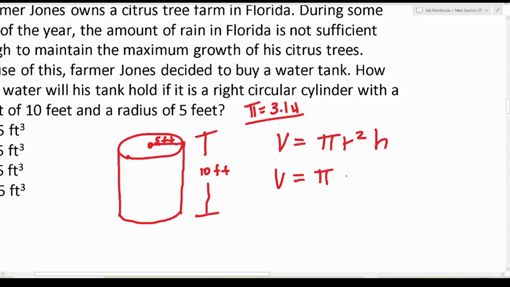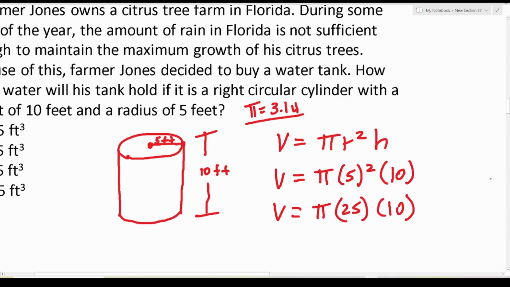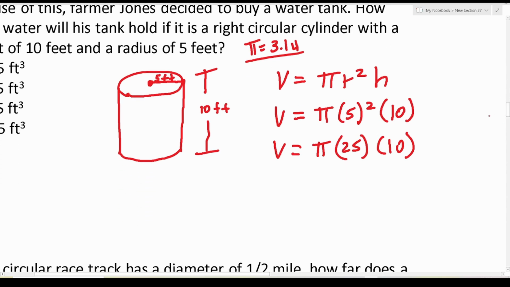The radius, according to the problem, was 5, so this is 5 squared. The height was 10. Okay, so let's keep working this out. 5 squared is 25 times 10. 25 times 10 should be pretty easy to do in your head. Again, you're multiplying 25 by a power of 10, notably 10.